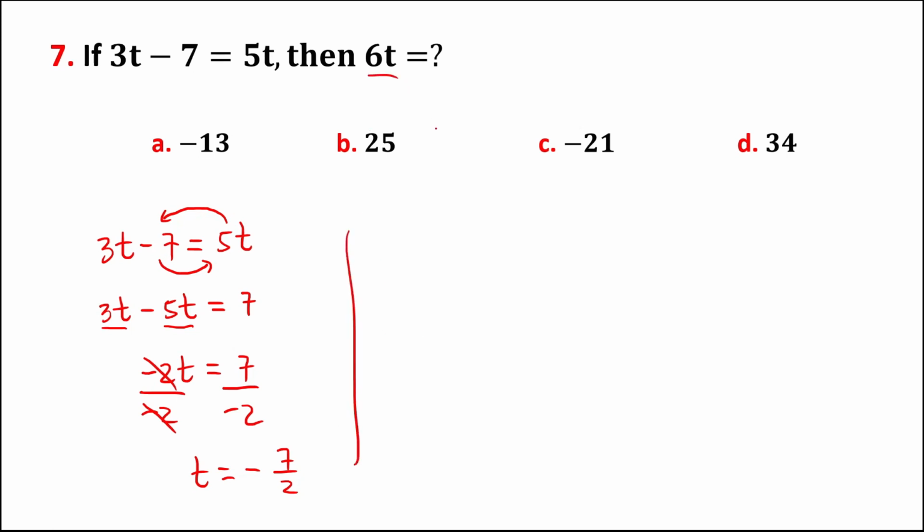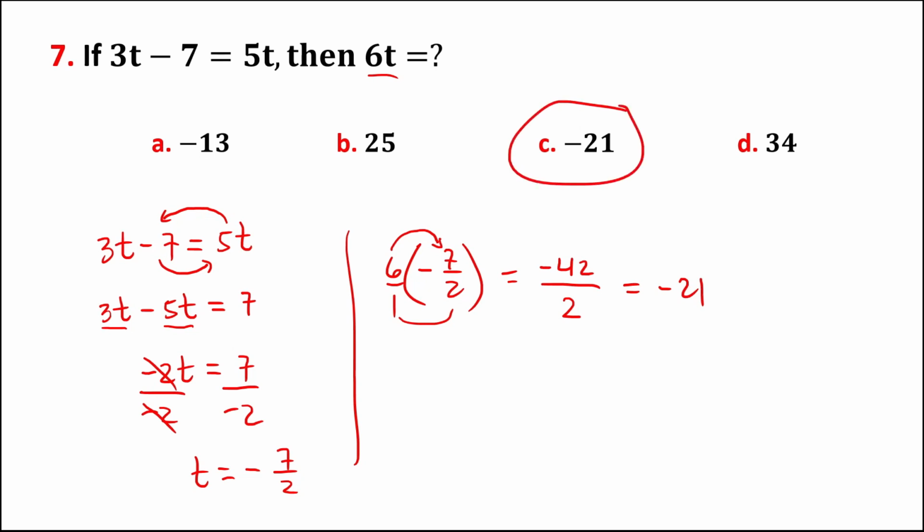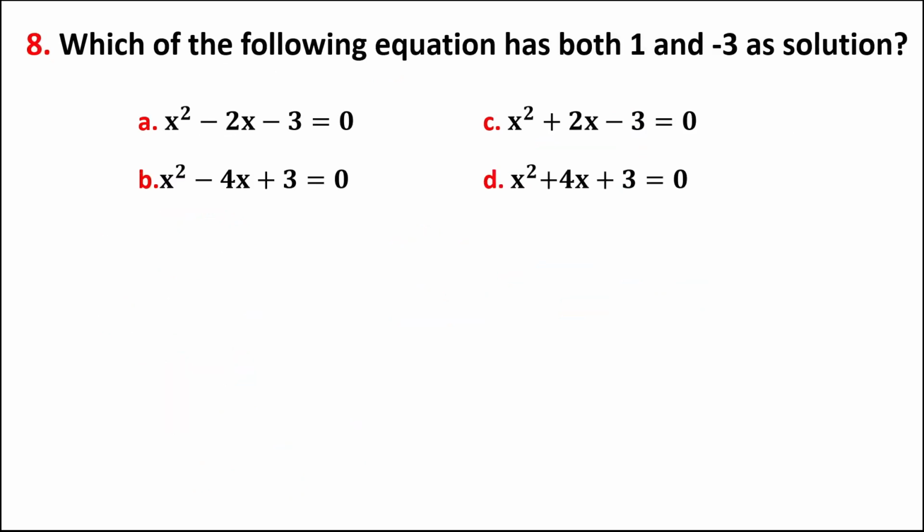Then to solve now for the 6t, so we have 6, and t is negative 7 over 2. Then to simplify, this is over 1. 6 times negative 7, this is negative 42, then over 2. And negative 42 divided by 2, this is negative 21. Then for this problem, which of the following equations has both 1 and negative 3 as solutions?